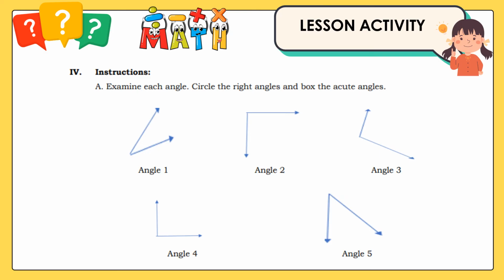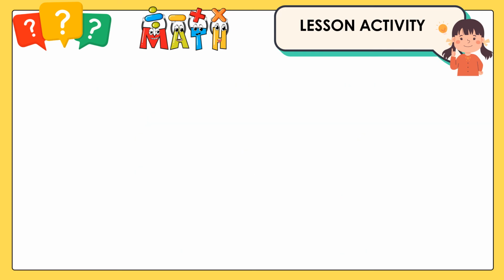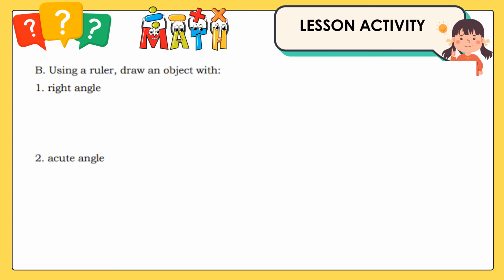For the instructions, examine each angle. Circle the right angles and box the acute angles. Take a look at the picture and answer it on your notebook. Next activity, using a ruler, draw an object with number 1, right angle, number 2, acute angle.